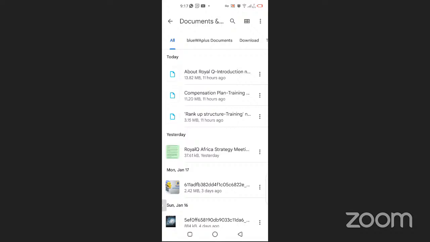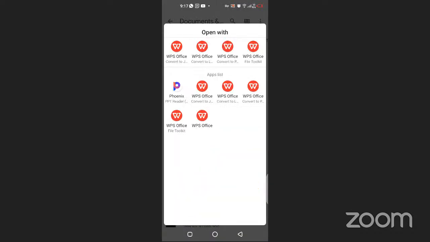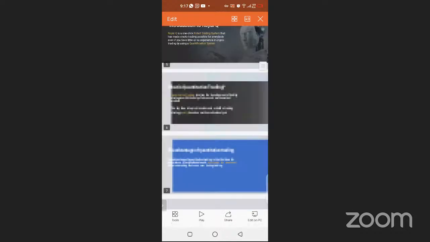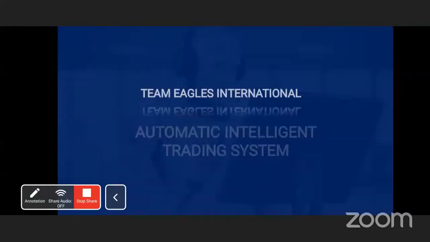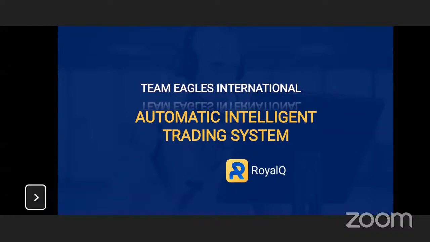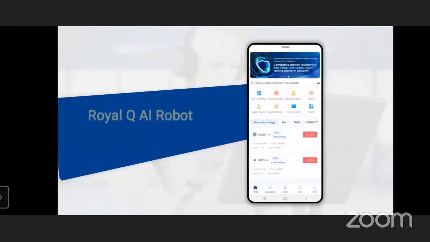And so, ladies and gentlemen, I want to introduce you to an amazing application, and this application is one of its own kind. This application, ladies and gentlemen, is an automatic intelligent trading system. So welcome to Team Eagles International, ladies and gentlemen, but more sweeter and nice. Welcome to Royalq.